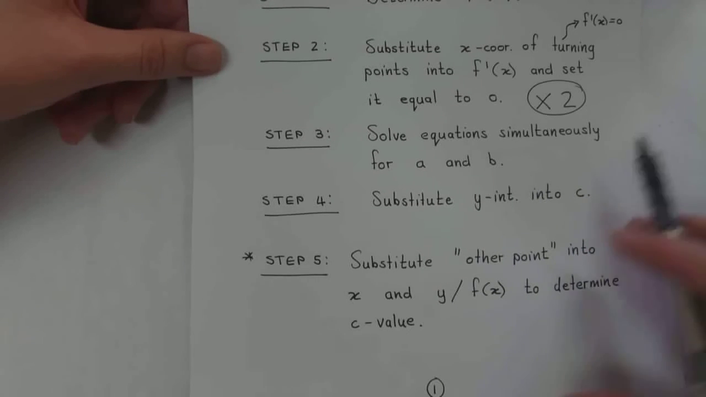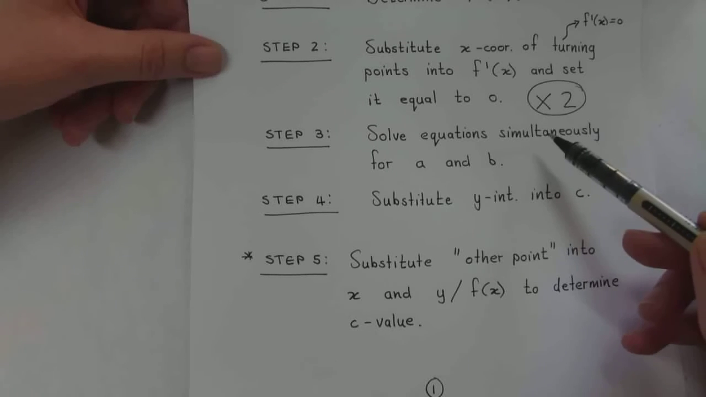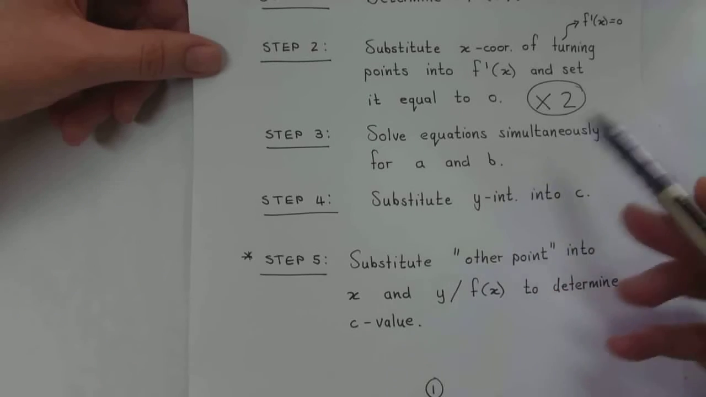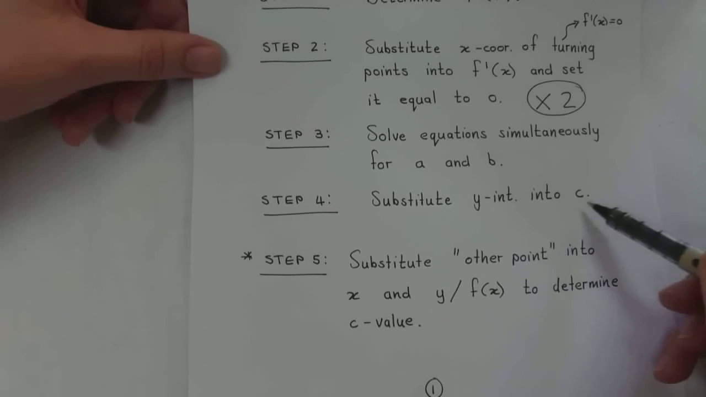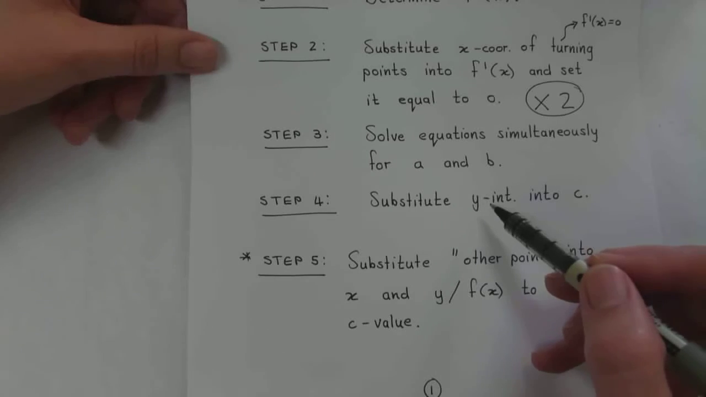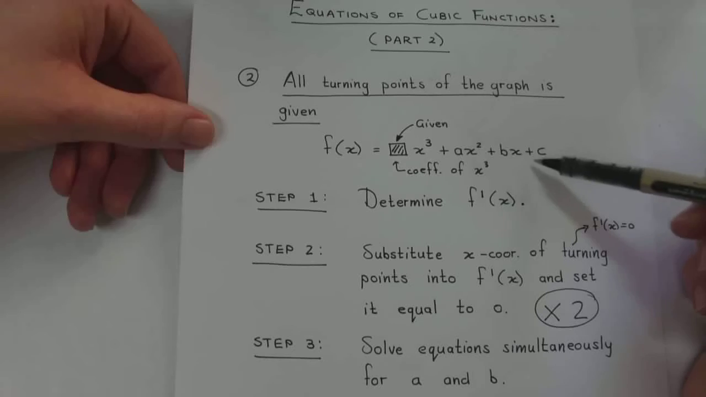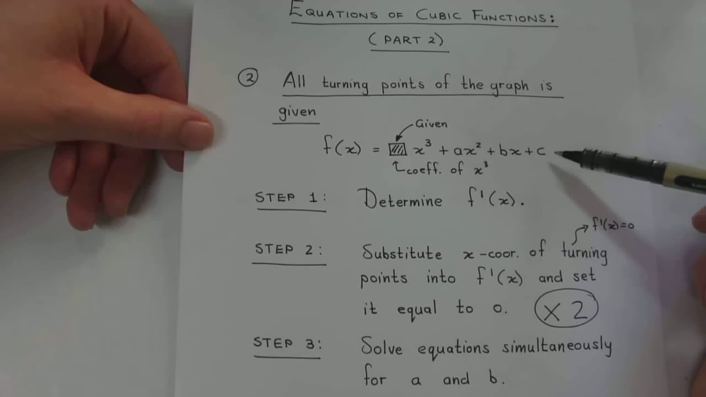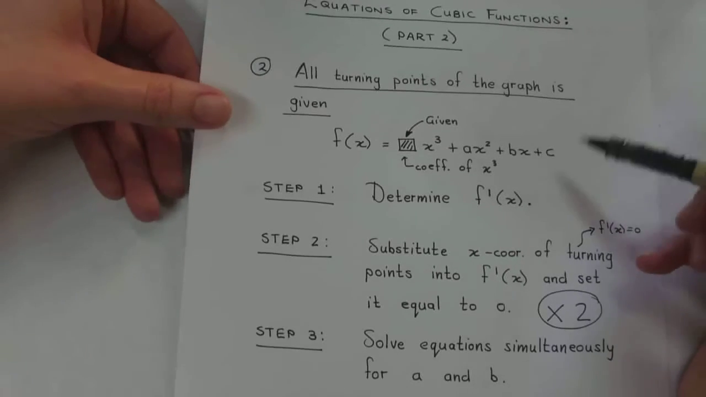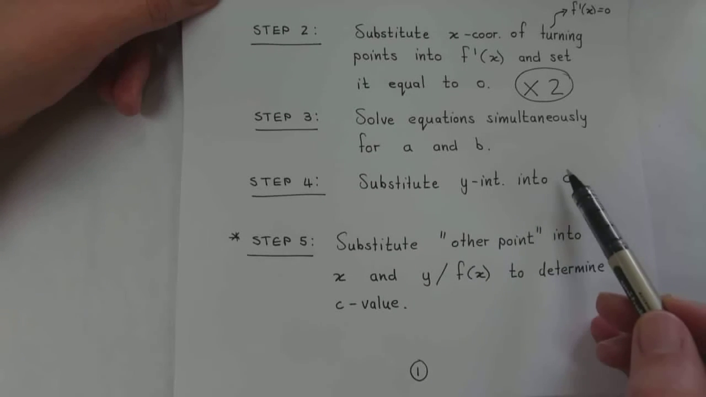And then once you've solved them simultaneously, you will only need to get the c value, because obviously you solve simultaneously to get the a and the b value, and then you still need the c value. Now a lot of the time they're very nice about that c value. They give you the y-intercept. Now we've spoken about this before. The constant term in any polynomial function, whether it's a parabola or this cubic function, that constant value always represents my y-intercept. And because it represents my y-intercept, I can then just substitute the y-intercept into the c value.